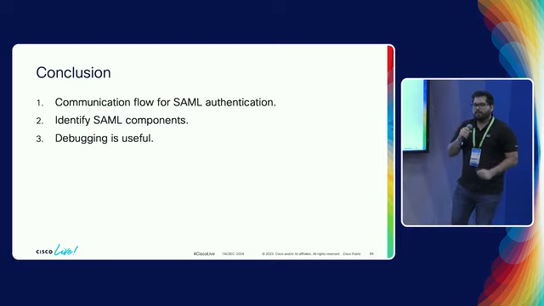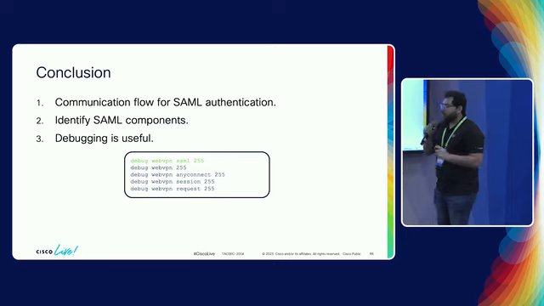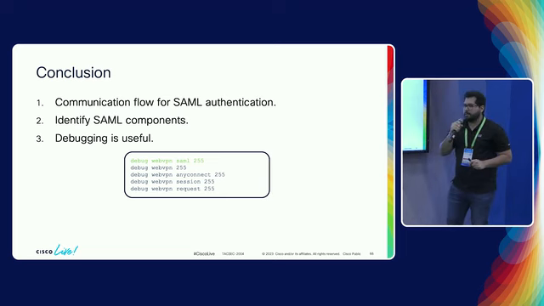And debug is a powerful and useful tool. So if you have any issues with SAML authentication, please run the following debug output set. The most important one is debug webvpn saml at level 255. But if you would like to collect more information, you can run the rest of the debugs.